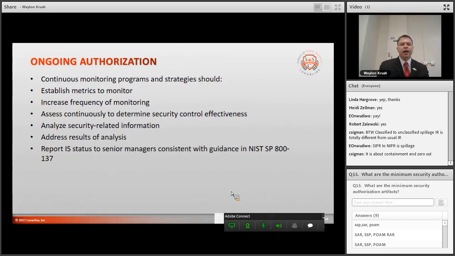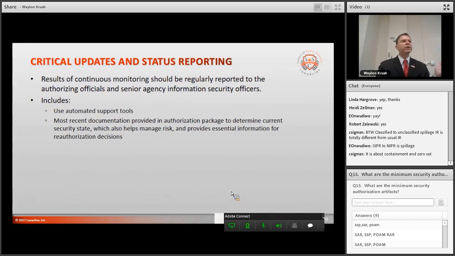Critical updates. Results of the continuous monitoring should be regularly reported to the authorizing officials and agency information security officers. This includes automated support tools, like I told you before. When we get to the end of CDM, they're going to release organizations and make you pay for your tools yourself pretty soon, because DHS is going to pick it up. But once we have the suite of tools for our architecture, for all of the components, all the surface areas, all the checks, that's going to feed into a dashboard, right?